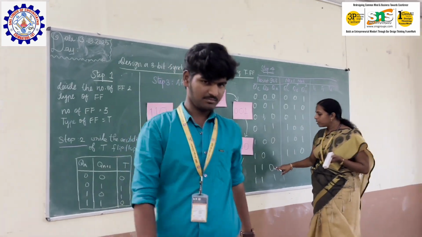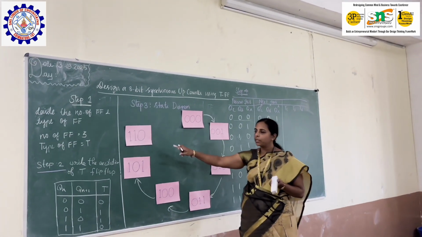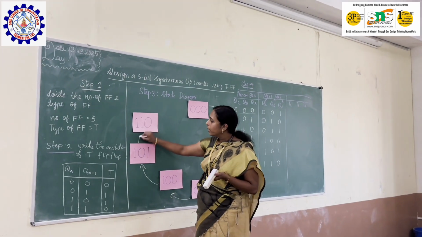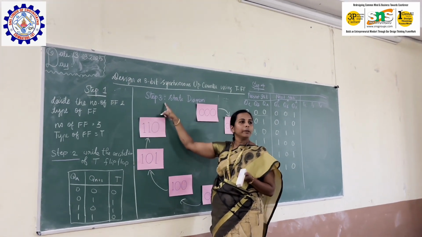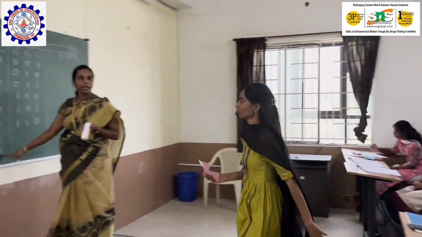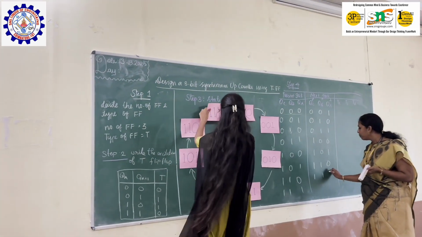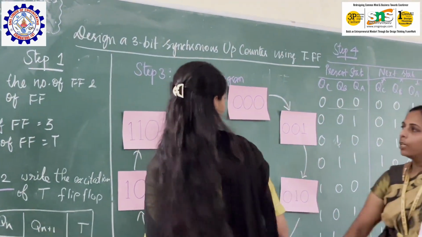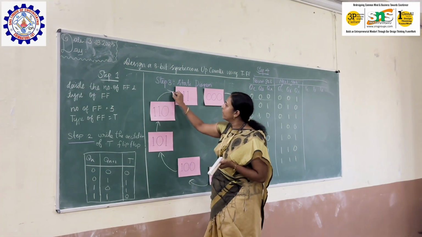If 1, 1, 0 is the present state, now this becomes the present state, am I right? If this is the present state, who will be the next state? See, this will be the next state. Who will be the next state? 1, 1, 1 will be the next state. Yes, very good. So this is the next state.